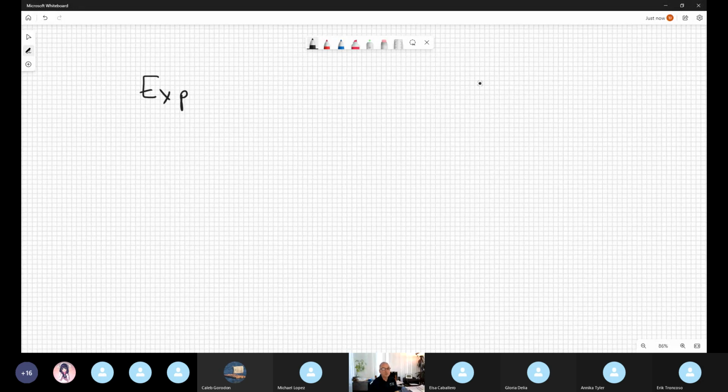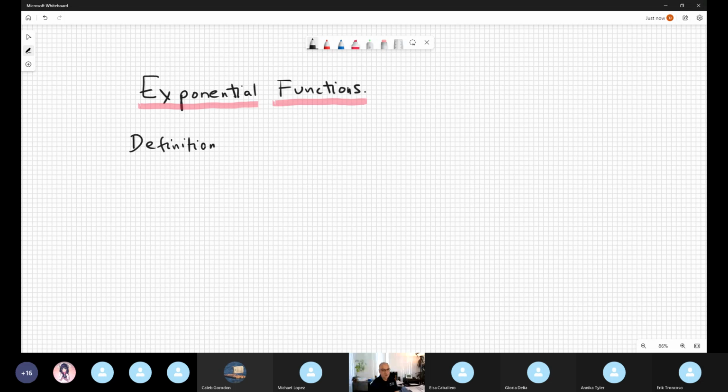Exponential. Actually, it's not one, it's a family, no? So it's exponential functions in plural. That's the definition. You have the function f of x is equal to a to the x power. So the independent variable x is now located in the exponent. It's important that you understand the differences. Suppose a is the base. A is the base.